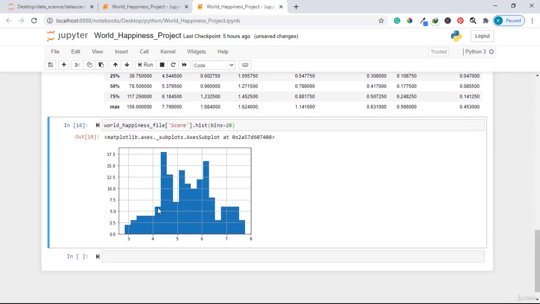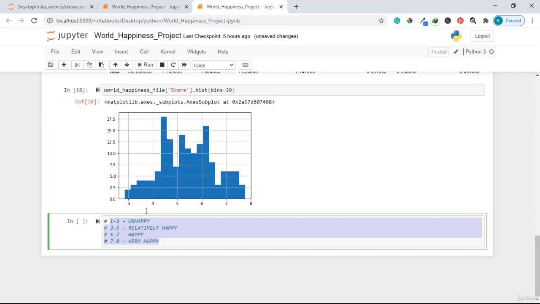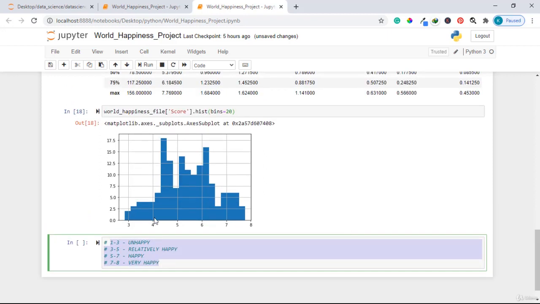What this tells you is very simple. If you look at this, for example, there are around 18 countries that have a happiness score of around 4.5. I've included this data here to help you analyze your graph well. From this graph, we can say we have around 18 countries with a happiness score of about 4.5, and that 4.5 score corresponds to relatively happy. So you can conclude that from this sample, we have around 18 countries which are relatively happy generally.